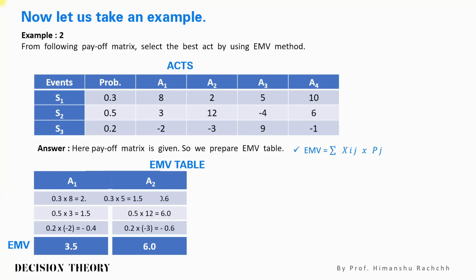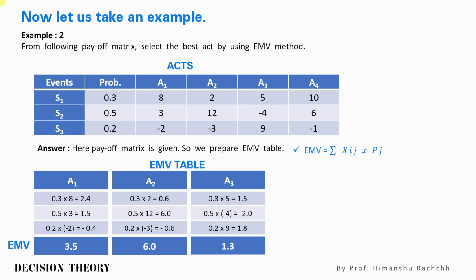Now, for A3 payoffs are 5, minus 4, 9. Respective probabilities are 0.3, 0.5 and 0.2. So, we multiply 0.3 with 5, 0.5 with minus 4 and 0.2 with 9. The total of these 3 multiplications is 1.3. EMV for the act A3 is 1.3.